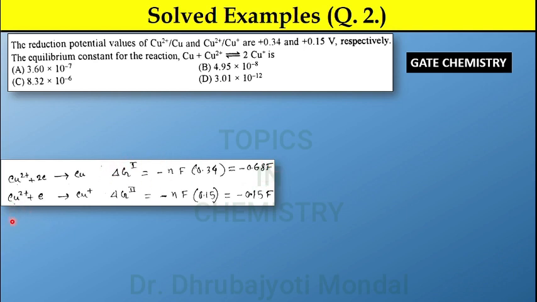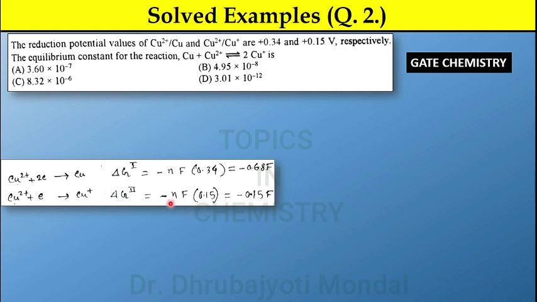Now consider this reaction, copper 2 plus electron give you copper plus 1. So here suppose the Gibbs free energy change is delta G2. Delta G2 is equal to again minus NF into E. So here the E of the copper 2 plus copper plus 1 is equal to plus 0.15 volt. So put the value.